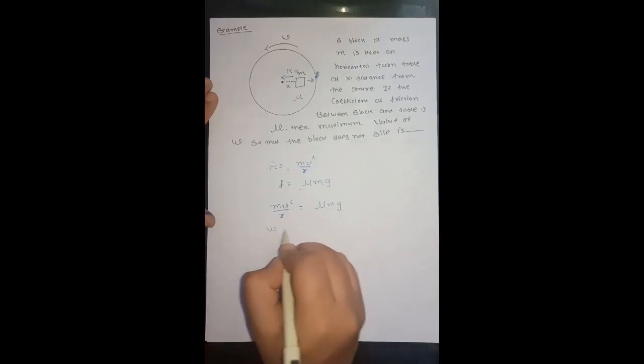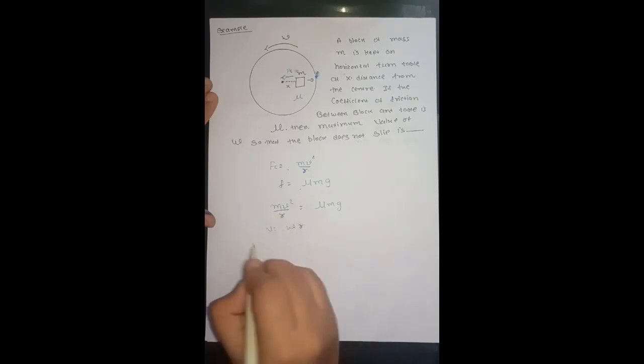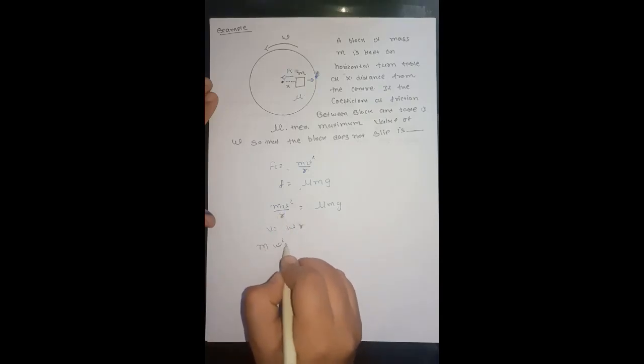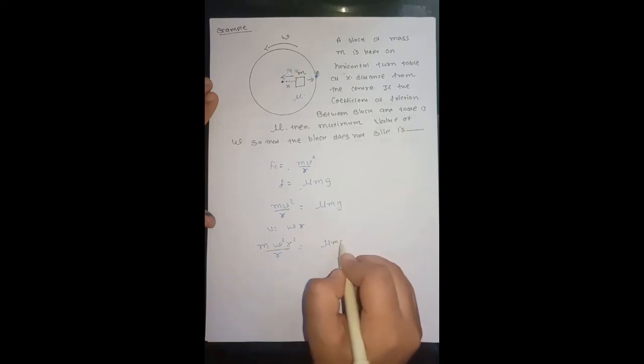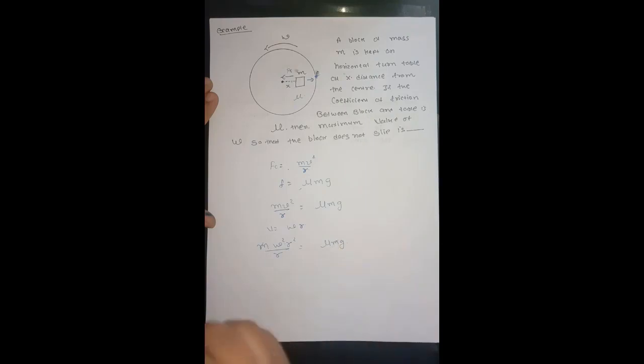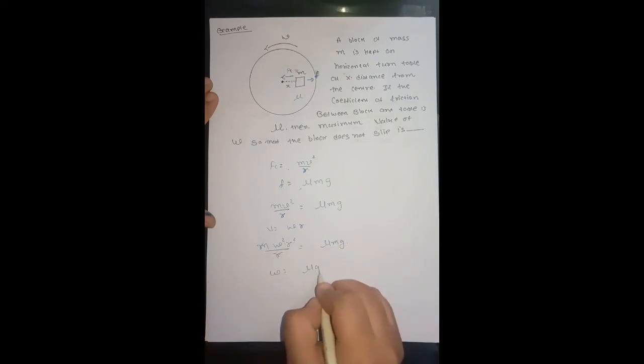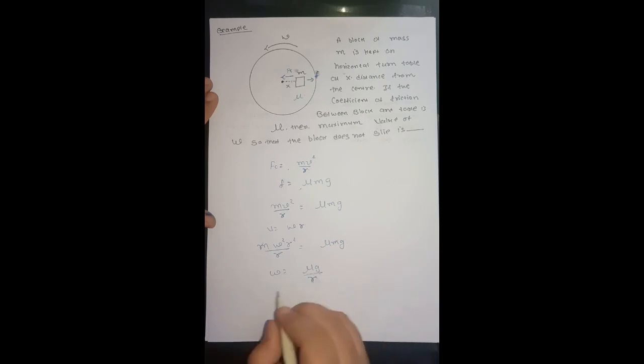So the maximum value of centripetal force, that is mv square by r, that should be equal to mu mg, but we know v is equals to omega r, so m omega square r square divided by r is equals to mu mg. This m will get cancelled out, one r will get cancelled out, so omega square will be equal to mu g by r. So omega will be equal to under root mu g by r. So this will be our answer. This is the maximum value of omega.